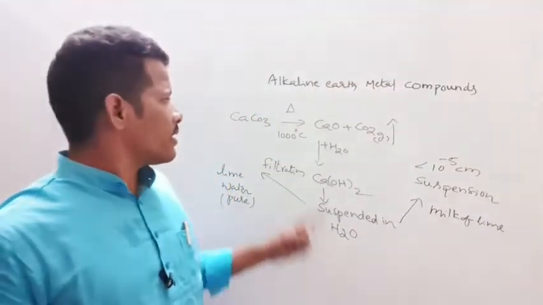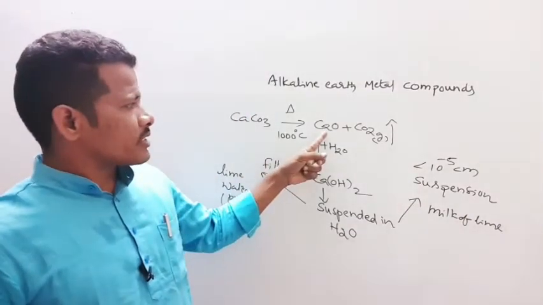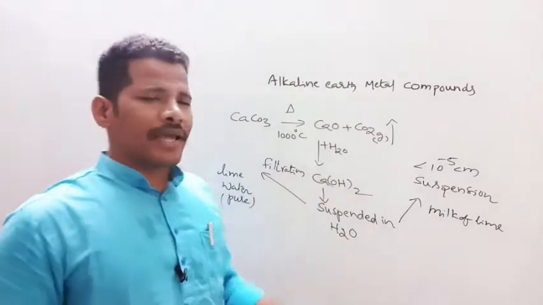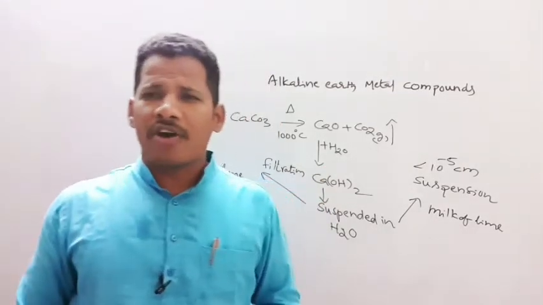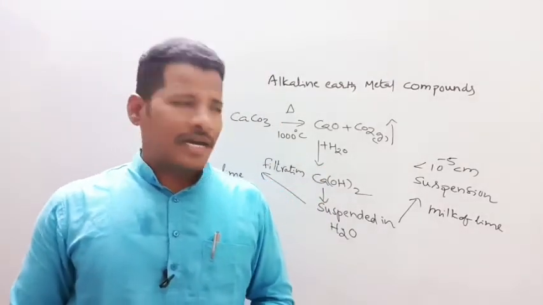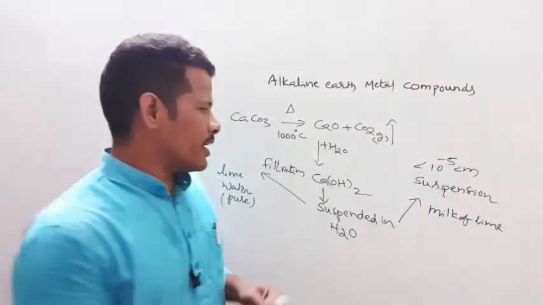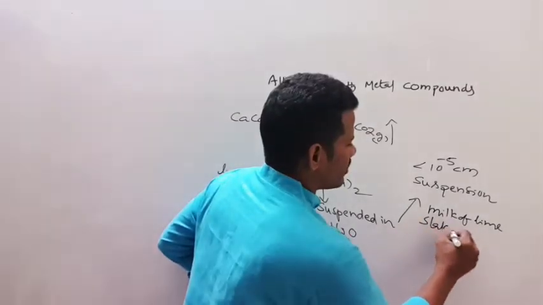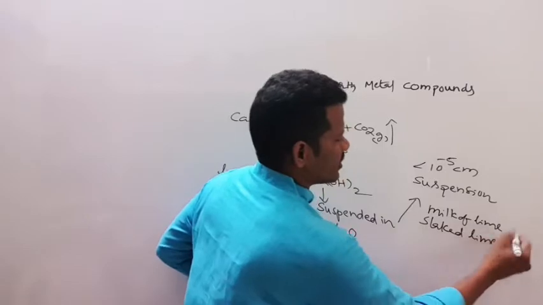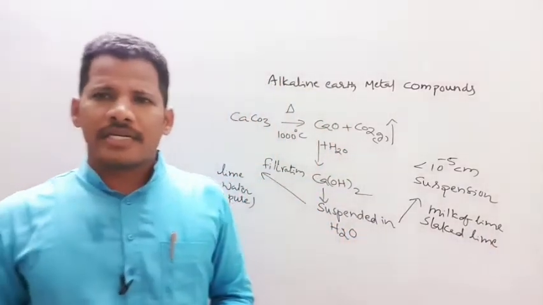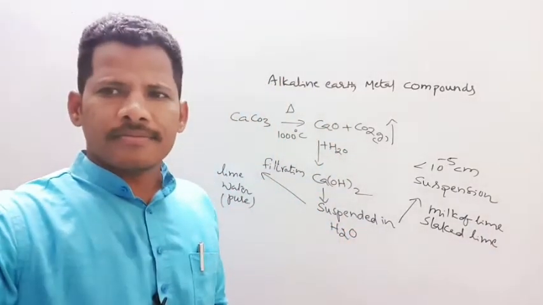So remember here, calcium oxide, quicklime, reacts with water to form calcium hydroxide. Lime water and milk of lime, or slaked lime, both have the same formula, but the terminology is different here.